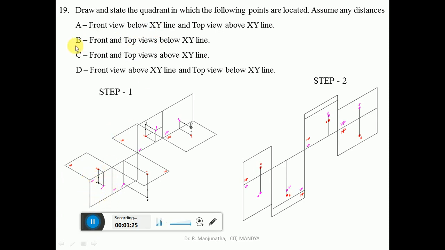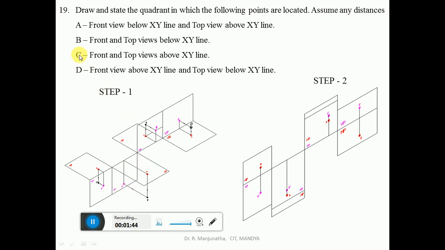Next, point B, front and top view is below xy line. So front and top view, that means VP and HP always below xy line means it will be in fourth quadrant. So you can see here in the fourth quadrant the front view is below xy line and also when HP is rotated, the top view will also become below xy line.